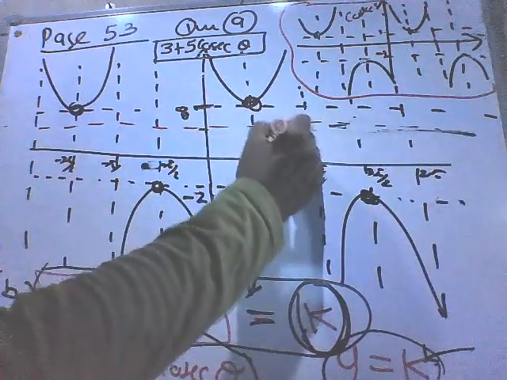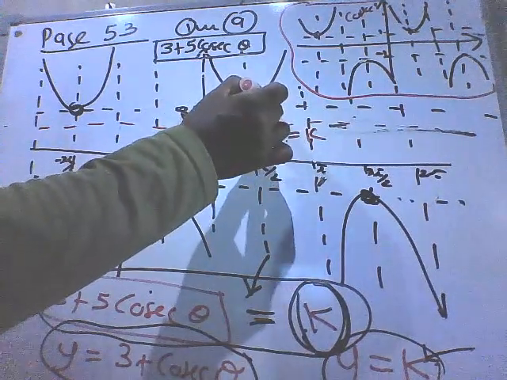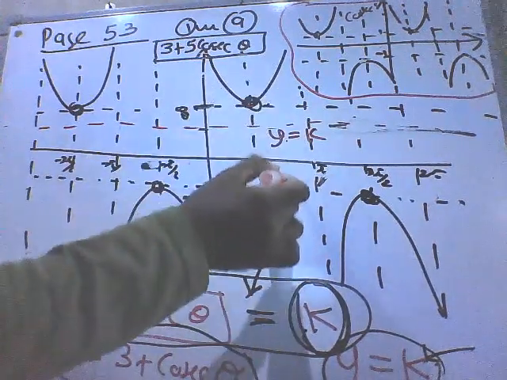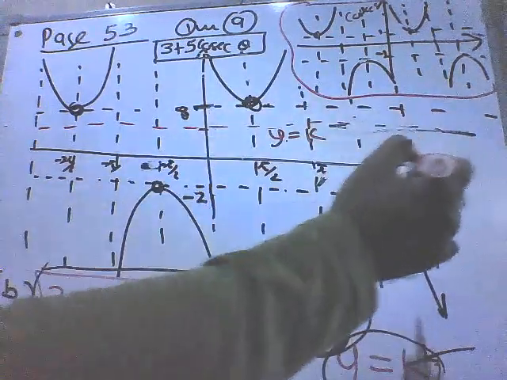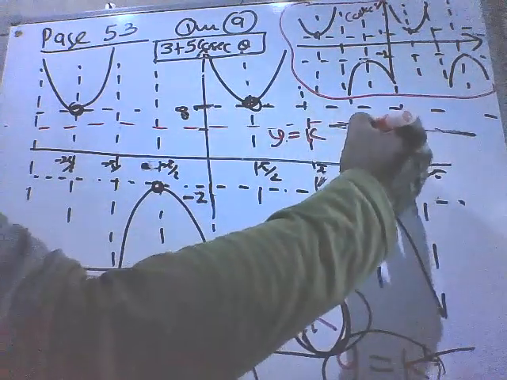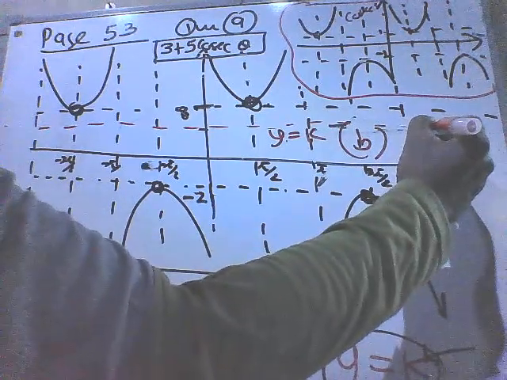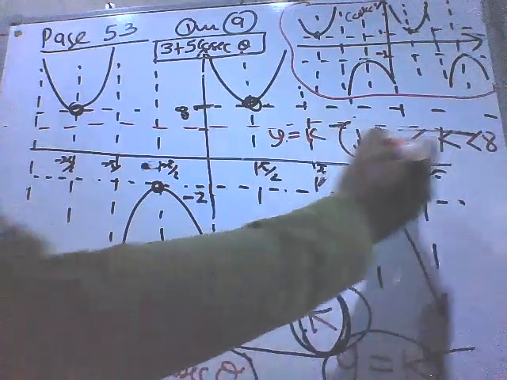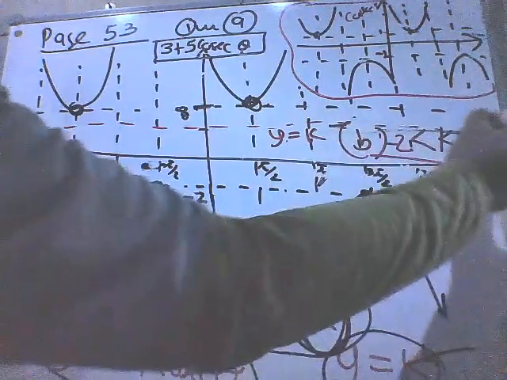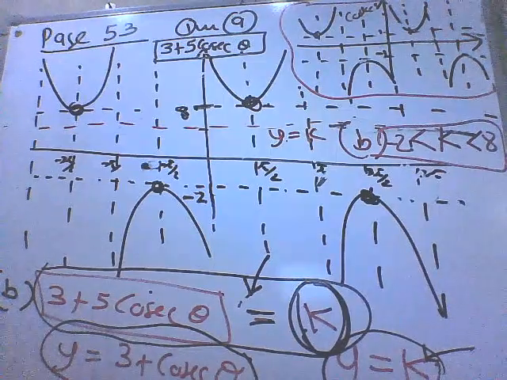now this is y equals k. So if you take k equals 8, you will have solutions. k equals minus 2, you will have a solution, but between those two values. So part B, the answer is k should be less than 8 and greater than minus 2. So for these values, this equation will not have solutions, right?